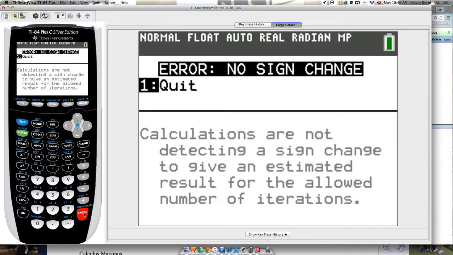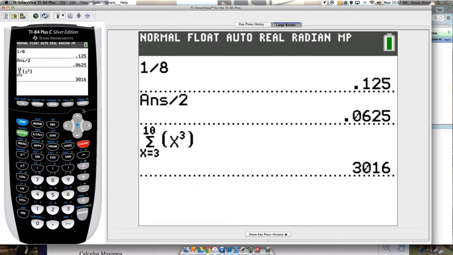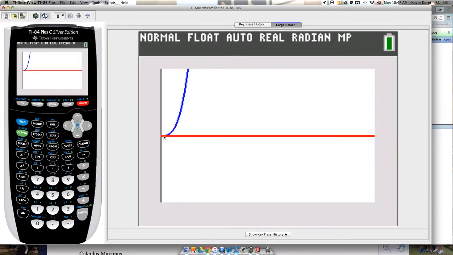And then it says error, no sign change. What does that mean? That means the calculations are not detecting a sign change to give an estimate result for the allowed number of iterations. Now, if there's no sign change, that means that it doesn't start negative and go positive. It's actually positive the whole time. Which means what? How many critical values do we have then? 0. Okie dokie.